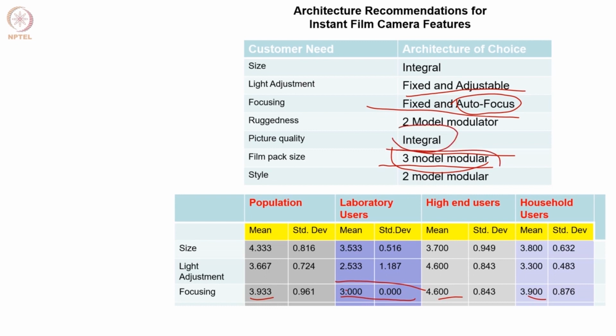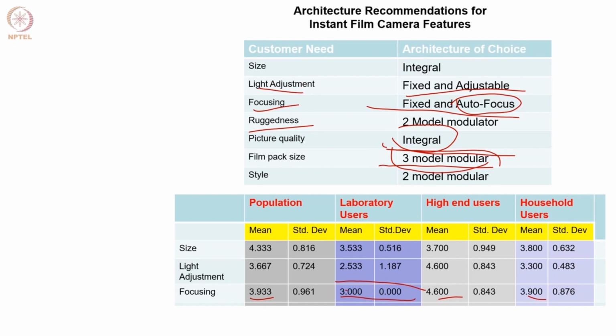And picture quality, everyone is almost looking for good quality. So, you can have an integral quality for all the products. So, everything can be integral. You do not need to make it a module. It can be throughout the product, throughout the family, it will be the same. So, that is the integral one. Similarly, size also you can make an integral one, because everyone is looking for almost 3.5, 3.7 range. So, it can be common for all, the same size can be used, and few things like light adjustment, focusing, then ruggedness, these things will be modular. So, you can have these as modules and you will be able to make the product.